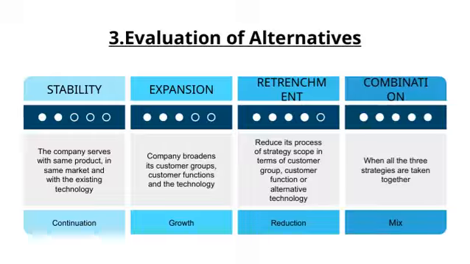Now, let's look at some key strategic options. First, we have reduction or retrenchment. This involves scaling back in certain areas, perhaps by narrowing the customer groups, focusing on specific customer functions, or even shifting to alternative technologies. It's about trimming down to strengthen the core.